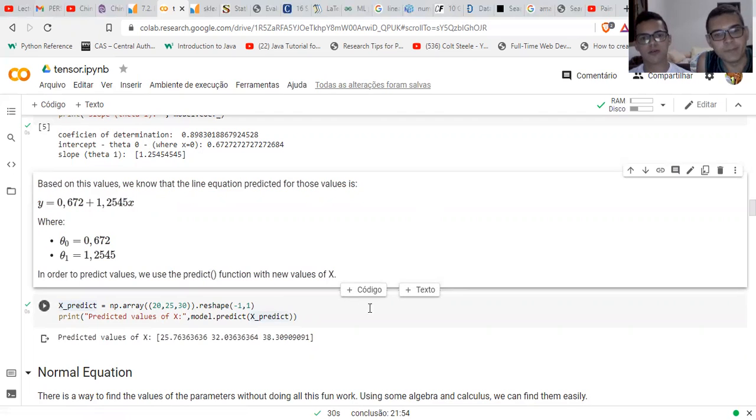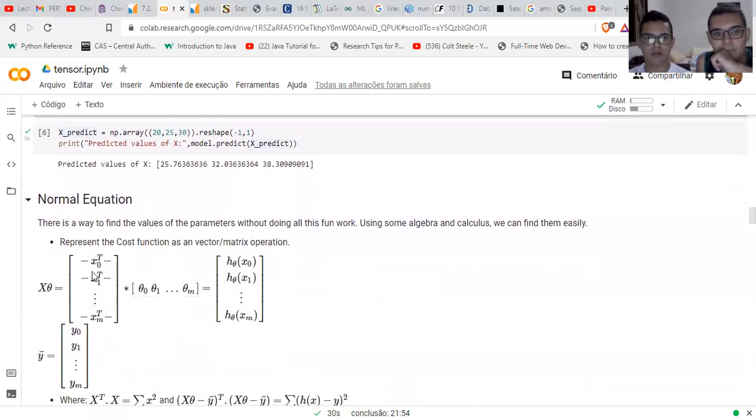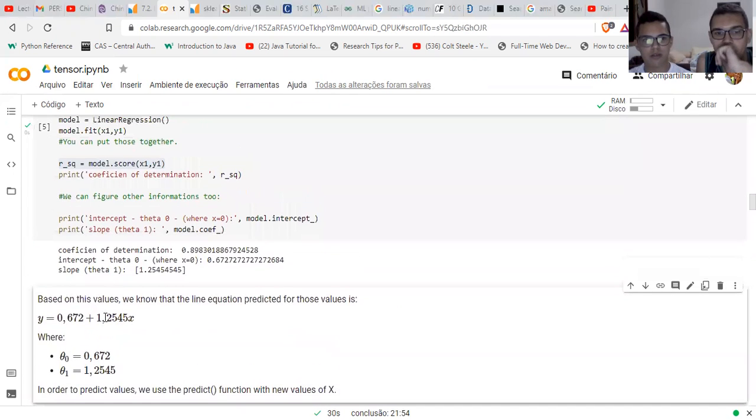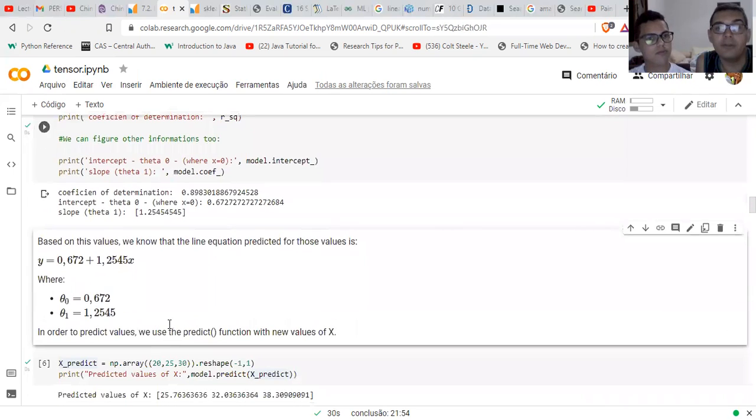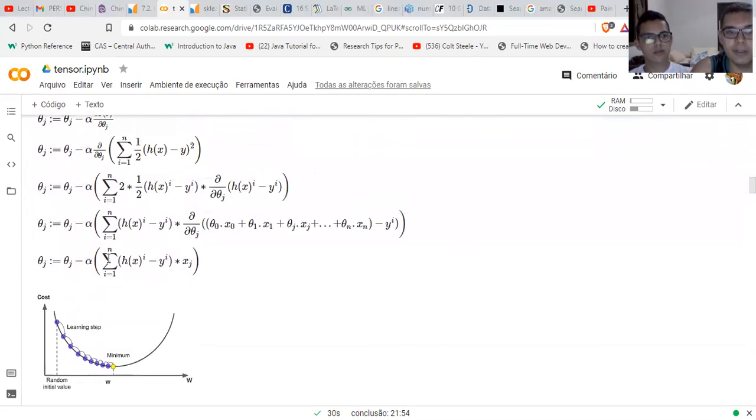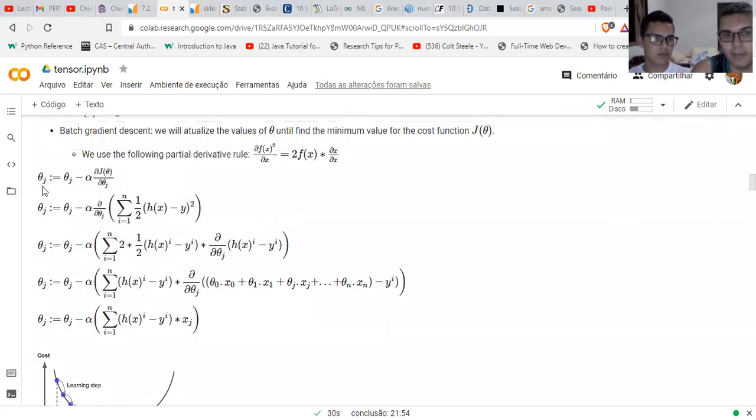Okay, so this is all for today, but in the next video, we will learn more about the normal equation. That's another way to find these values of theta. Yes, because if you notice, guys, in this situation, we are making a lot of iterations in order to find our best parameters.